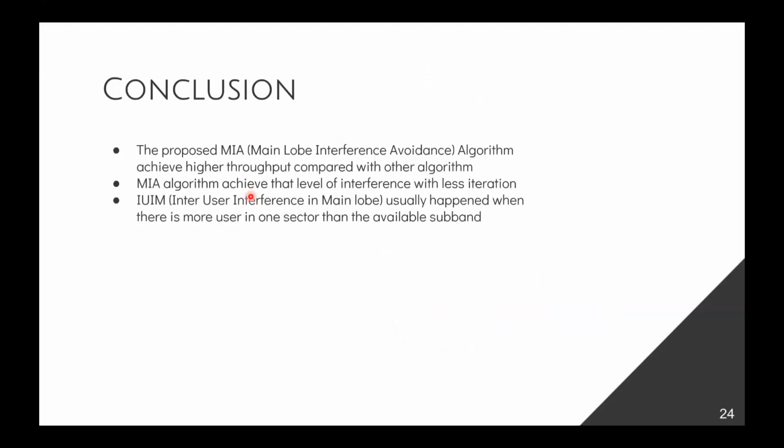So in conclusion, the proposed main lobe interference algorithm achieves higher throughput, and the MI algorithm achieves the level of surfaces with fewer iterations. Sorry, this one should be surfaces. And this one is the main point. The inter-user interference in the main lobe usually happens when there are more users in one sector than the available subbands to be allocated.